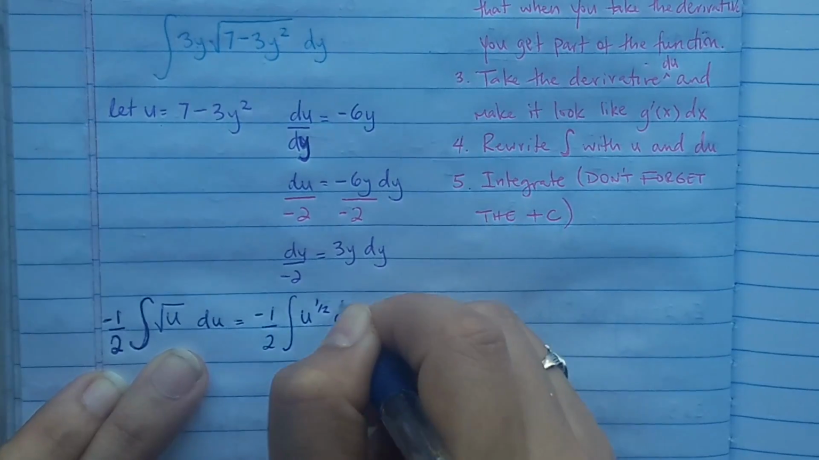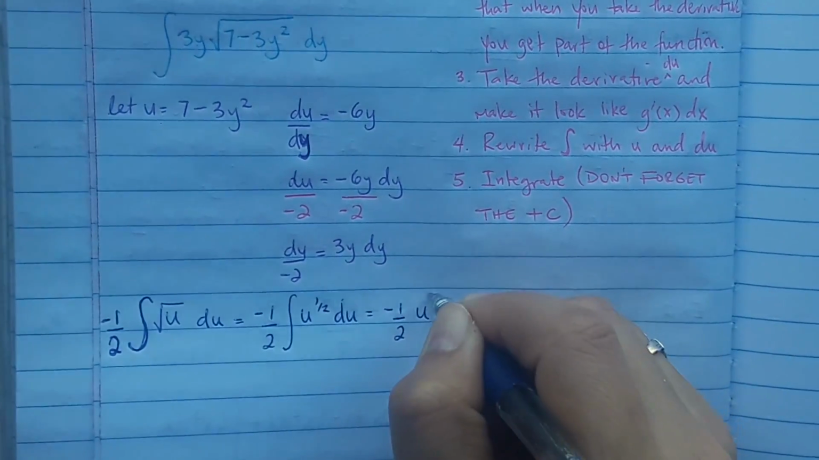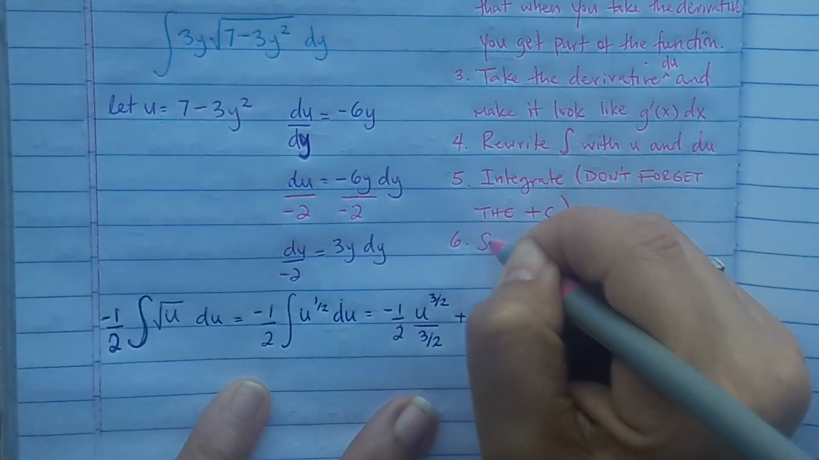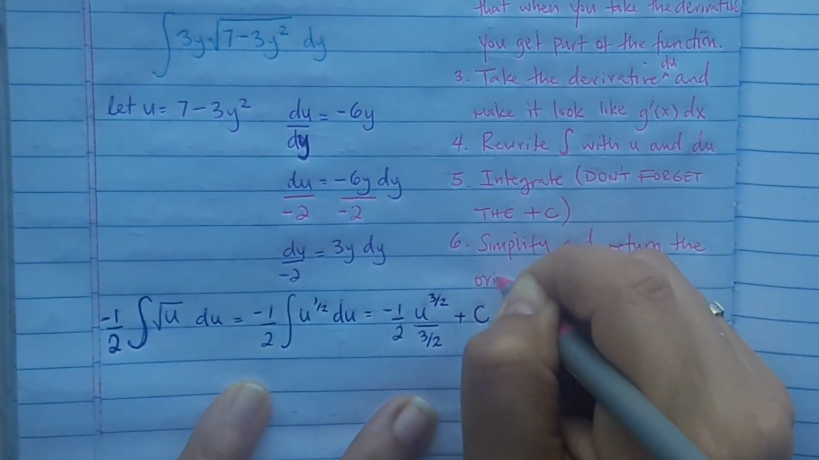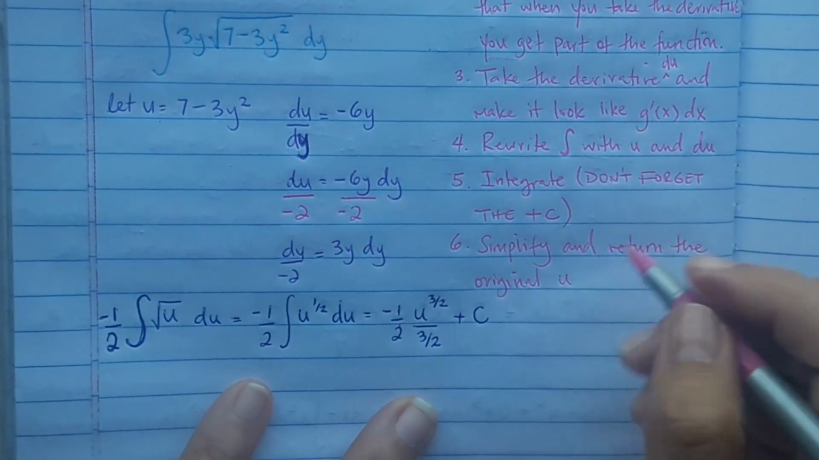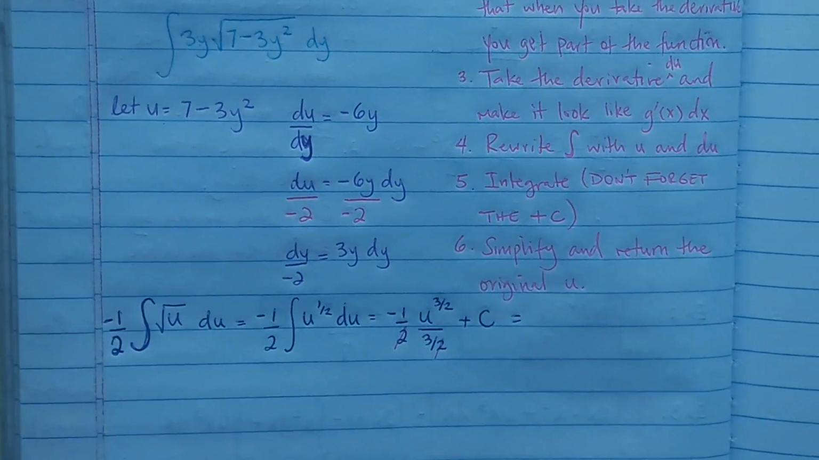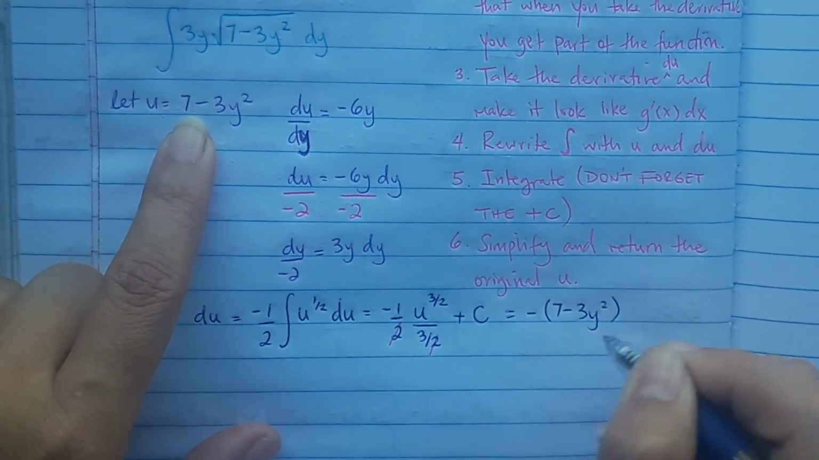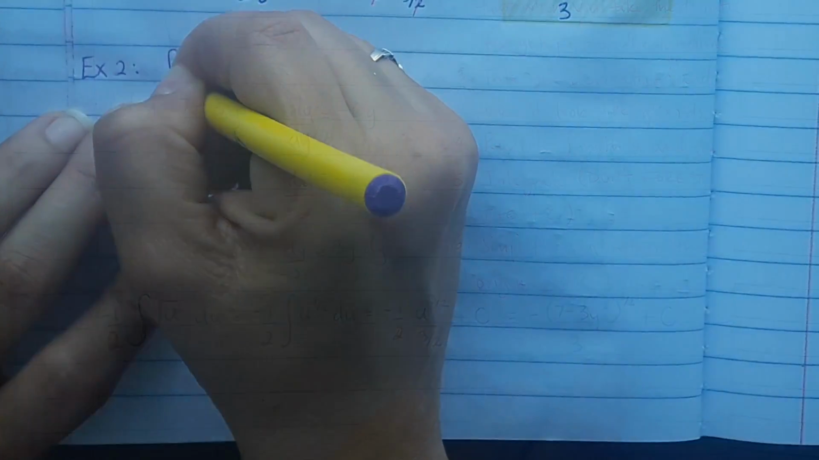So that's going to be u to the 1/2 du. Now let's integrate it. Add 1 and divide, right? So negative 1/2 u to the 3 over 2 divided by 3 over 2 plus c. Go ahead and simplify and then return the original u. So on the bottom, 2 times 3 over 2 is just going to give me 3 on the bottom. So I'm going to get negative, then returning the u, 7 minus 3y squared to the power of 3 over 2 over what's left, 3, plus c.